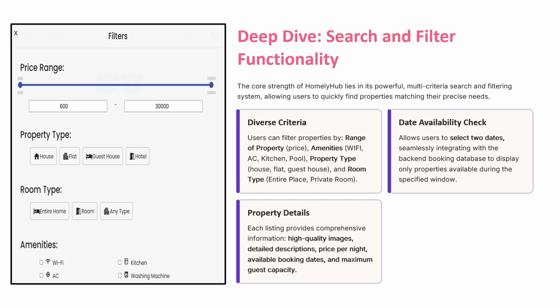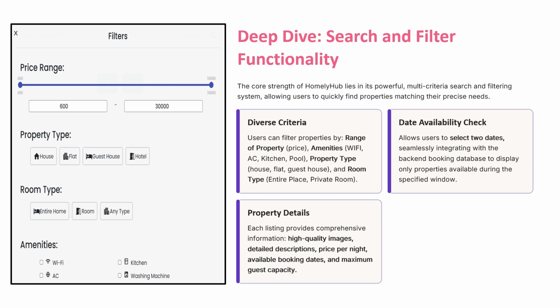We also provide a filter option for amenities. As I told you, Wi-Fi, AC, kitchen, washing machine, and there is a small icon along with every text so that you can understand easily, for more of a UI feel. We also provide the date availability check. It means you have the option to select the date on which you want to start your trip and book the particular property.